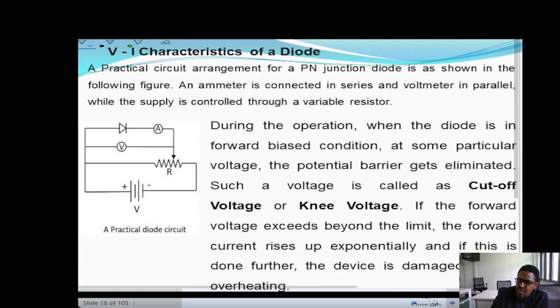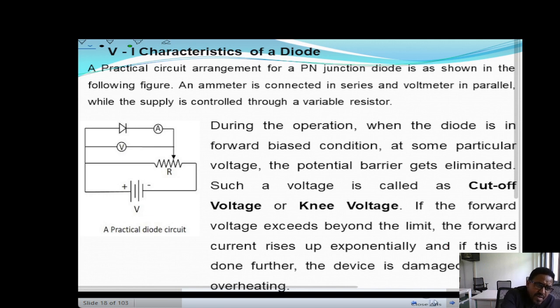During the operation, when the diode is in the forward biased condition at some particular voltage, the potential barrier is eliminated. Such a voltage is called the cut-off voltage or knee voltage. If the forward voltage exceeds the limit, the forward current rises exponentially, and if this continues further, the device is damaged due to overheating. So don't exceed the limit of forward voltage.